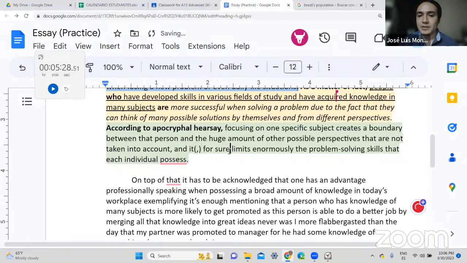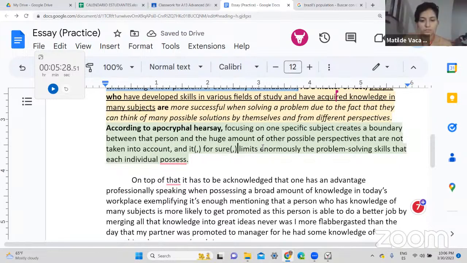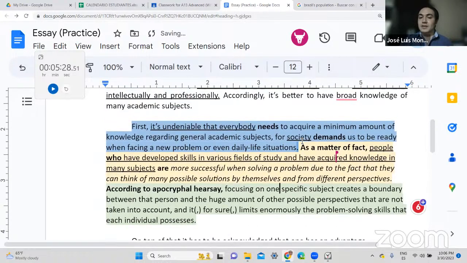You can add commas, but that's up to you. If you want to put emphasis on the idea that this for sure limits enormously, that is going to be an interrupter. But it is up to you. Okay, it's not obligatory. Then enormously the problem solving skills that each individual possesses. All right, so good. So there you go.